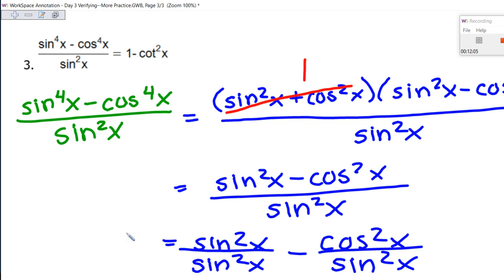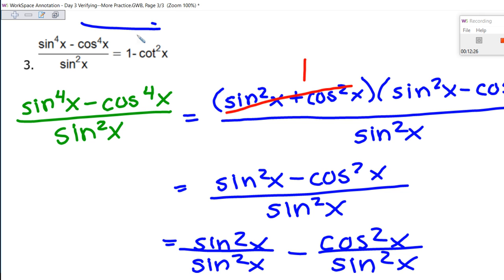And we already said that sine squared divided by sine squared is equal to 1. Bring down the minus, and we know that cosine squared divided by sine squared is cotangent squared of x. So now we have proven that the left side is equal to the right side.